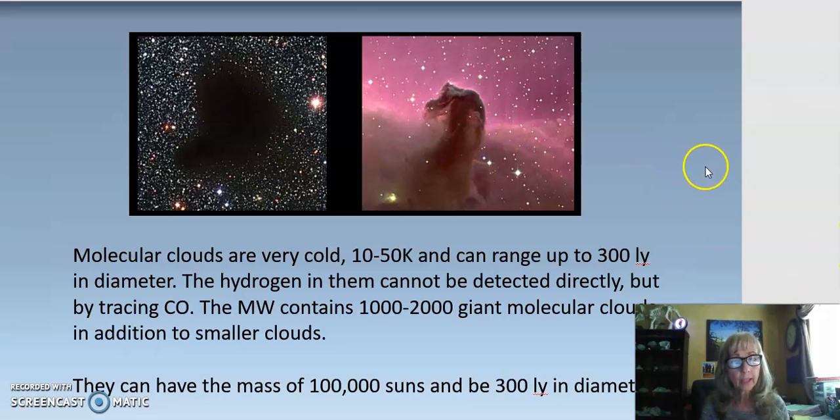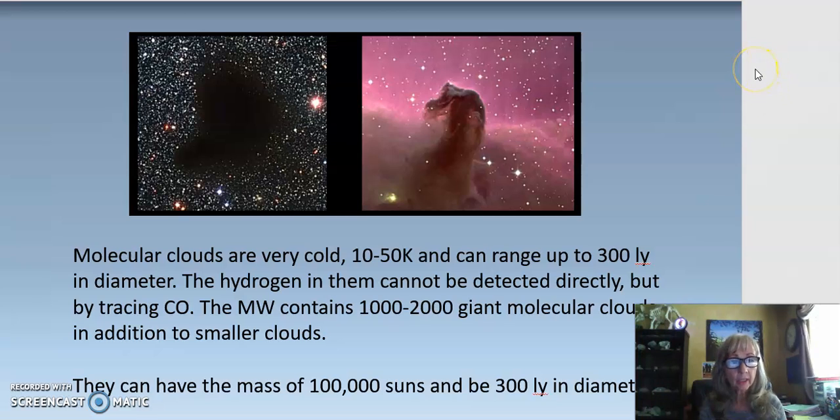So molecular clouds are very cold, 10 to 50 degrees Kelvin. Remember, 0 degrees Kelvin is absolute zero, when atoms and molecules do not vibrate. They're frozen completely still. So that's very cold. They can range up to 300 light years in diameter. The hydrogen in them cannot be detected directly, but by tracing that carbon monoxide.